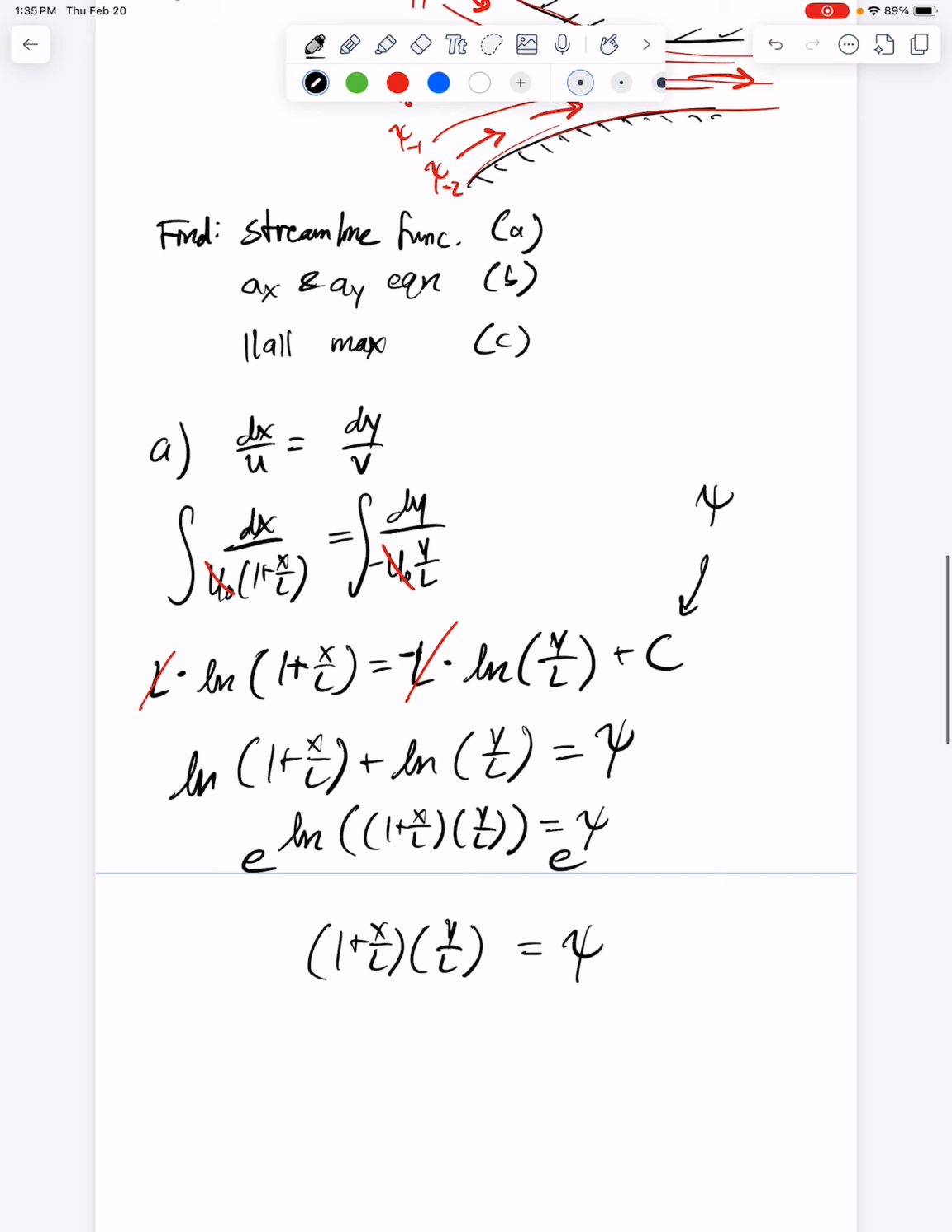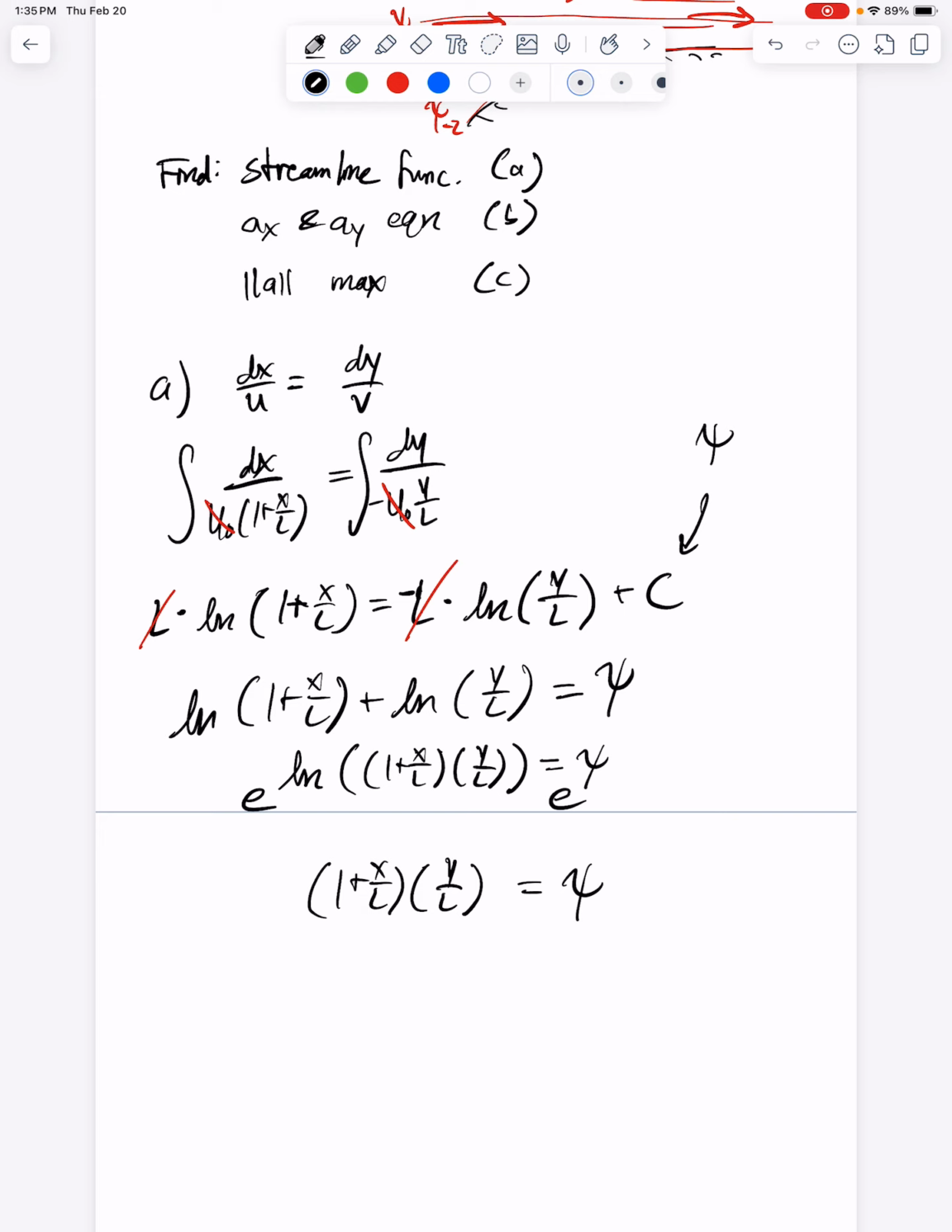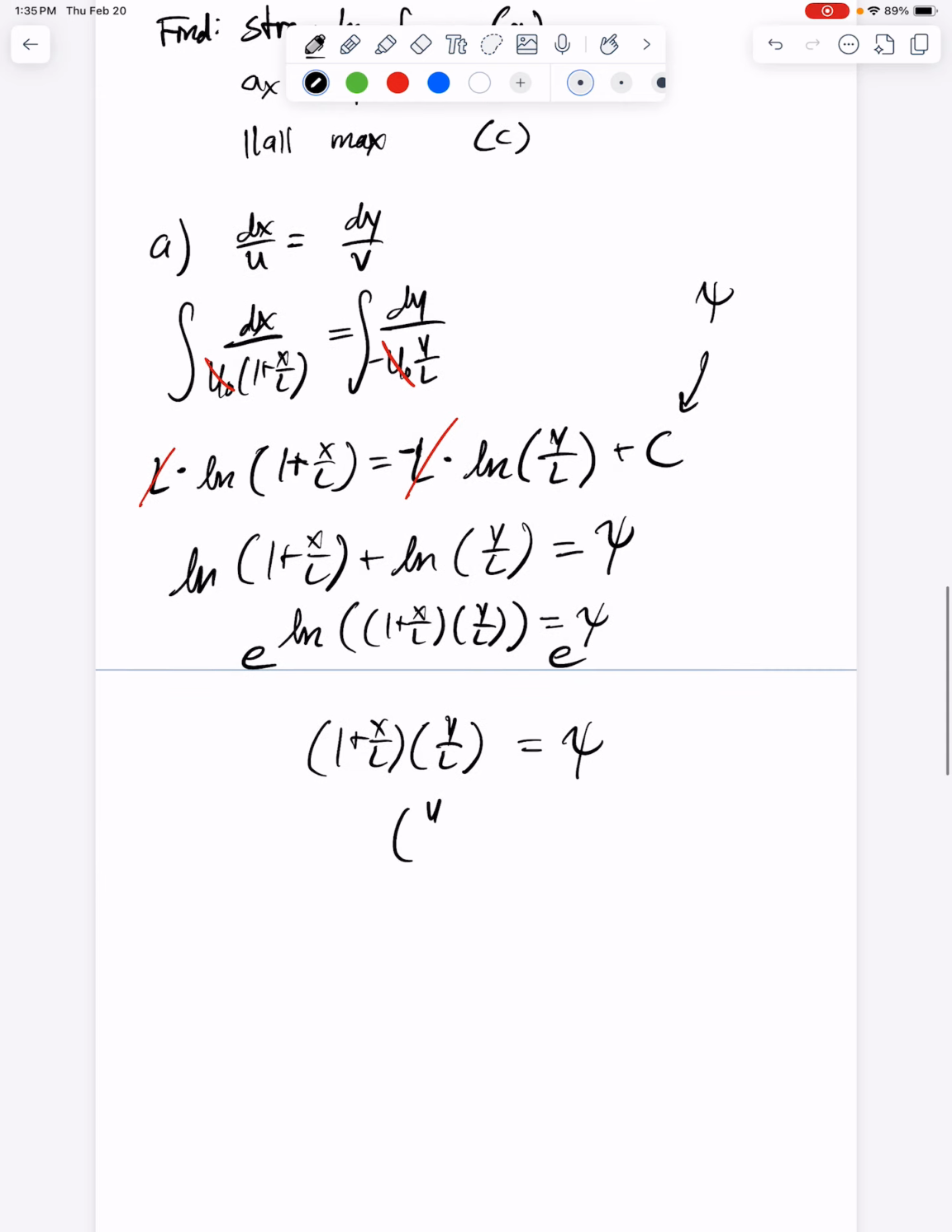I want to isolate for y, so that if I ever plot it, I'm solving for y in a way that I can plot. I get y over L is equal to psi divided by 1 plus x over L. So basically what I've got here is a family of functions, given different psi values, with which I can plot streamline values.